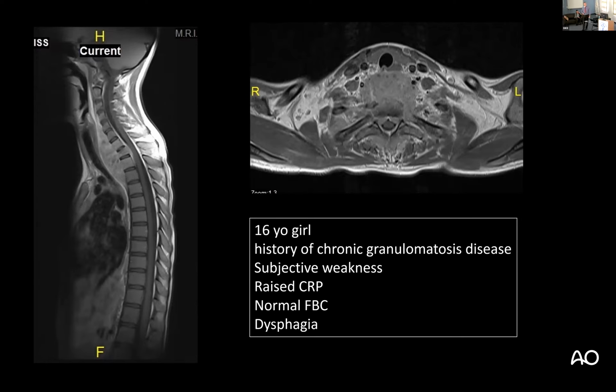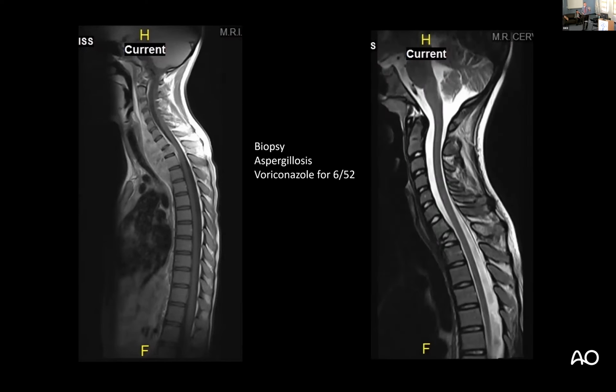And I said, no, let's do a biopsy, and it came back as aspergillosis, and if you understand the underlying condition, you would expect that. And as you can see, 6 weeks of voriconazole totally resolved it. So the patient didn't need, in fact, if it was CT guided, it would have had no procedure.